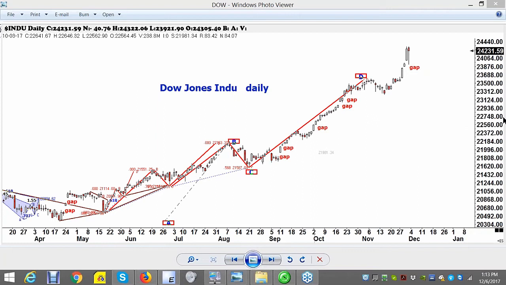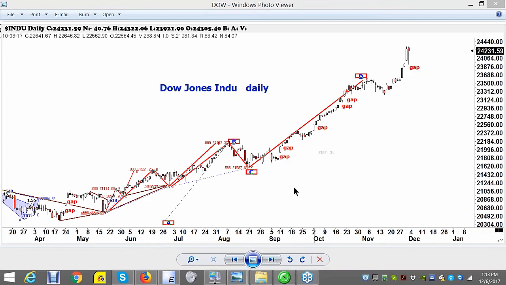Thanks. There are 3 types of gaps, folks. There's a breakaway gap, like you have right here. You see this breakaway right here? This is a breakaway gap right here. There's a breakaway gap right here. That's when you break away from old prices.